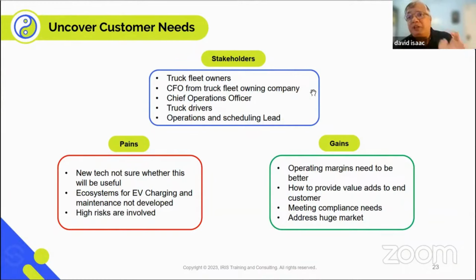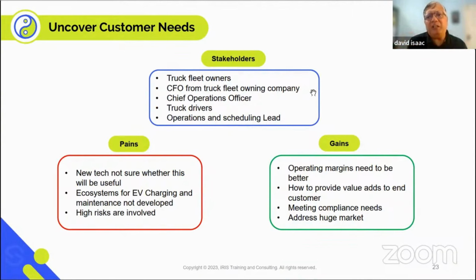I have to transition from regular petrol and diesel trucks or vehicles into EV vehicles. So I have a CFO from that organization. Truck drivers themselves are customers and stakeholders. You have an operations and scheduling lead who is also a stakeholder, because how do you keep ensuring that your operational levels are kept high? And if you look at these stakeholders, what are the typical pains and gains that they have currently, and the apprehensions they have when I am trying to enter the EV segment and provide these kinds of vehicles?